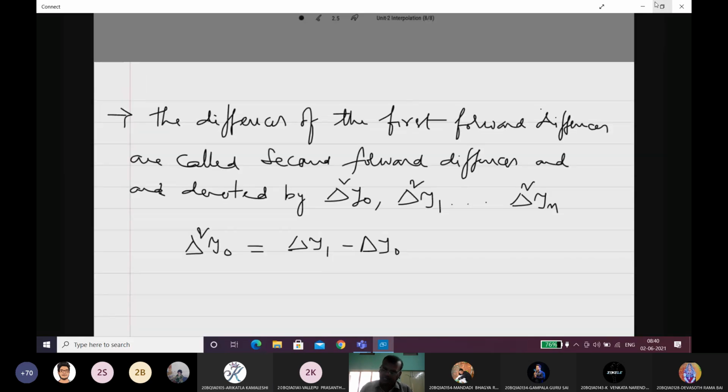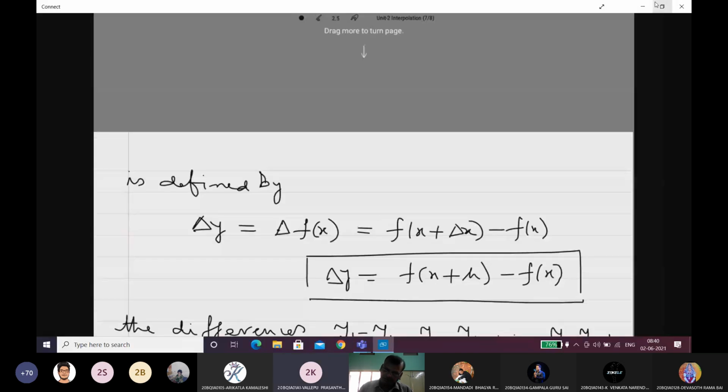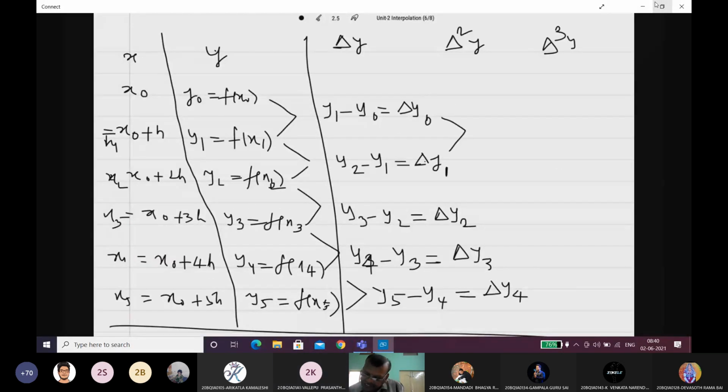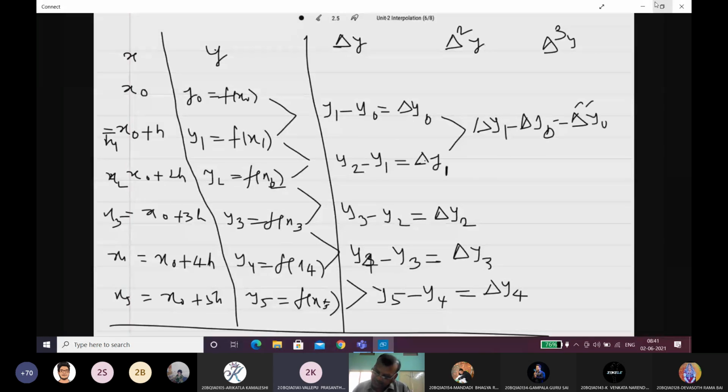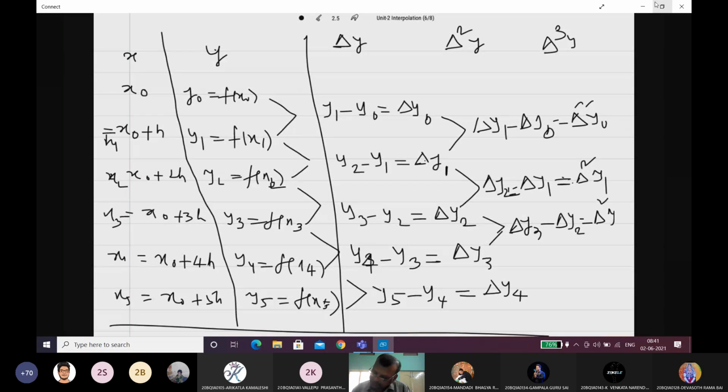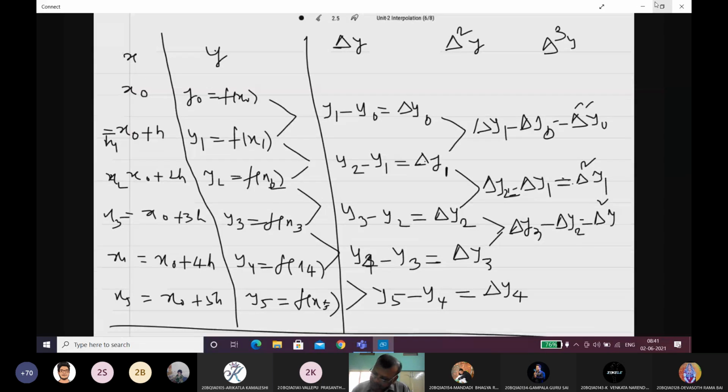In our table, observe all of you once again. The difference of these two, delta y1 minus delta y naught, is called second forward difference, delta square y naught. Taking these two, delta y2 minus delta y1 is called delta square y1. And again difference these two, delta y3 minus delta y2, is called delta square y2. And this one like this.